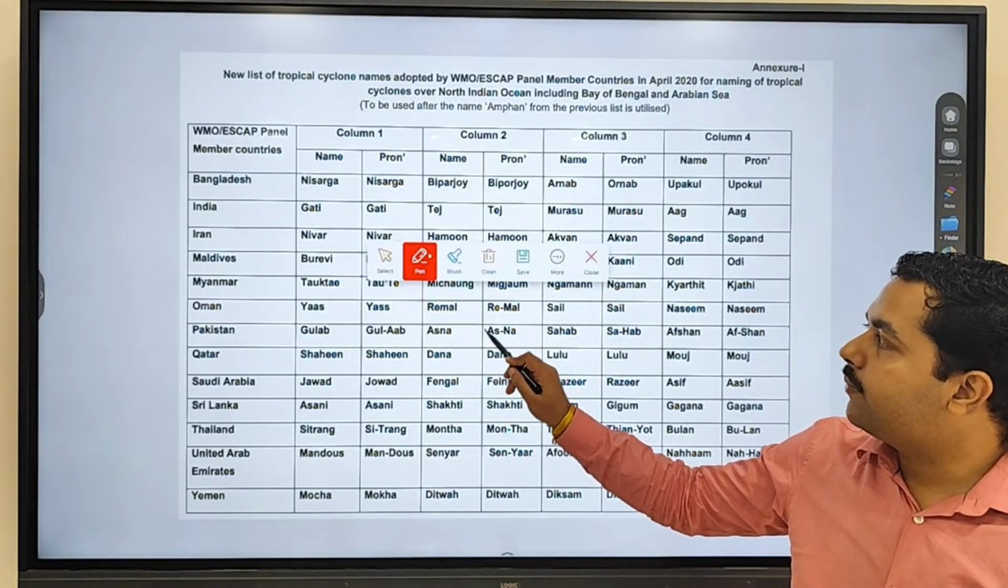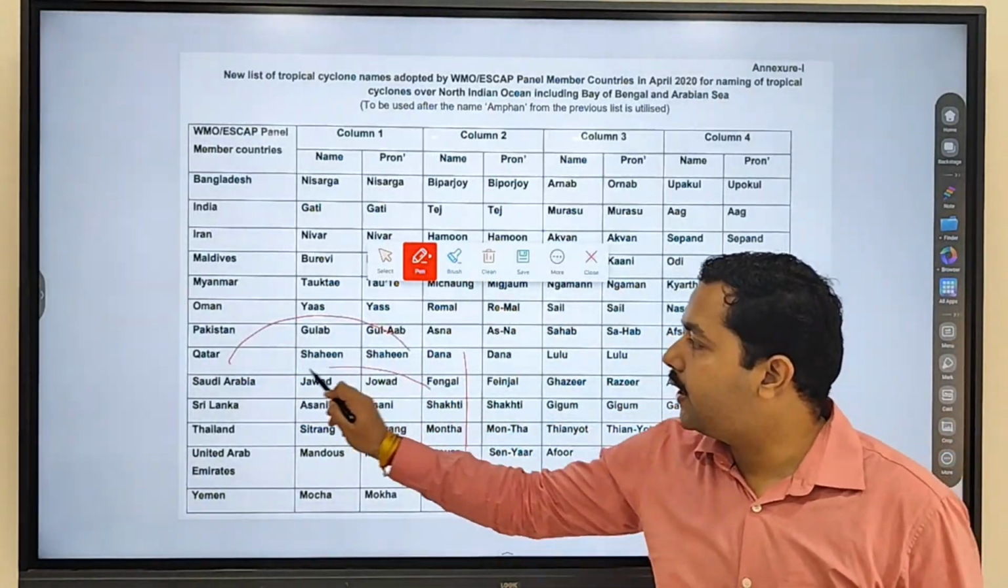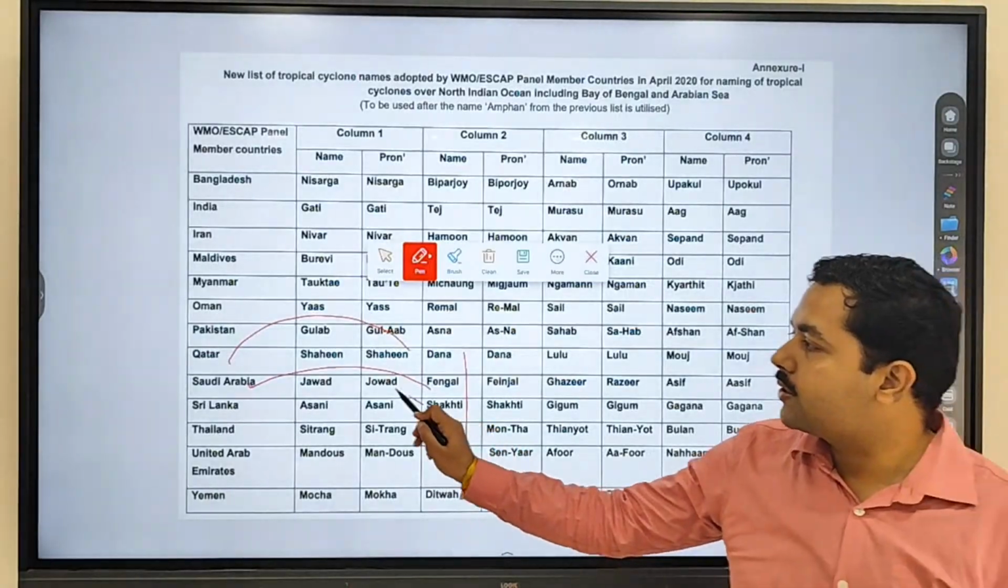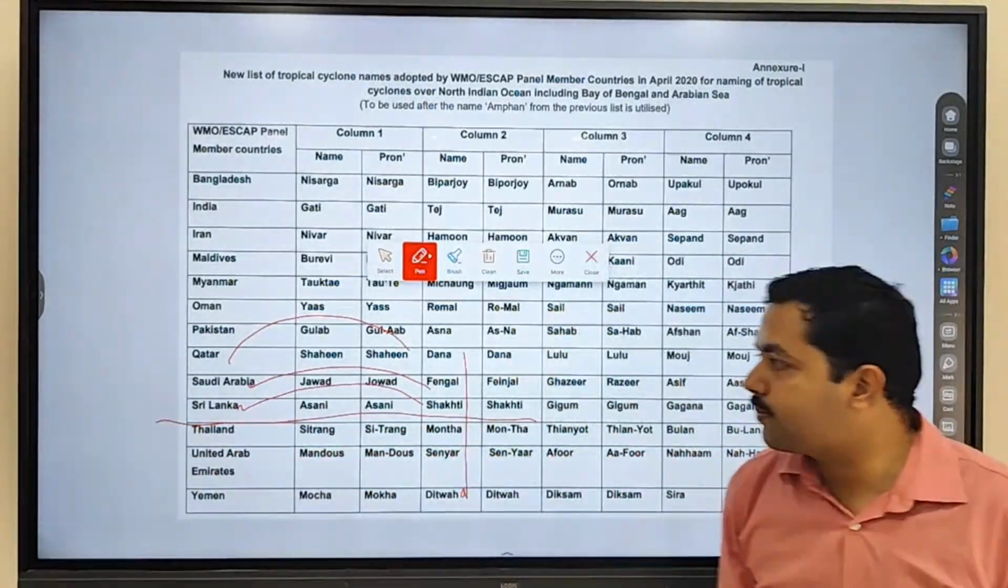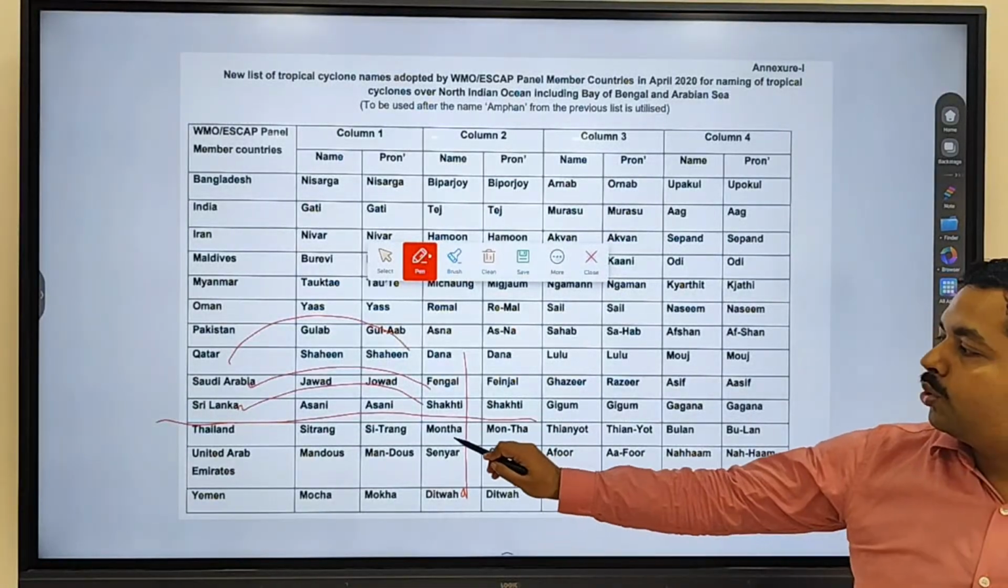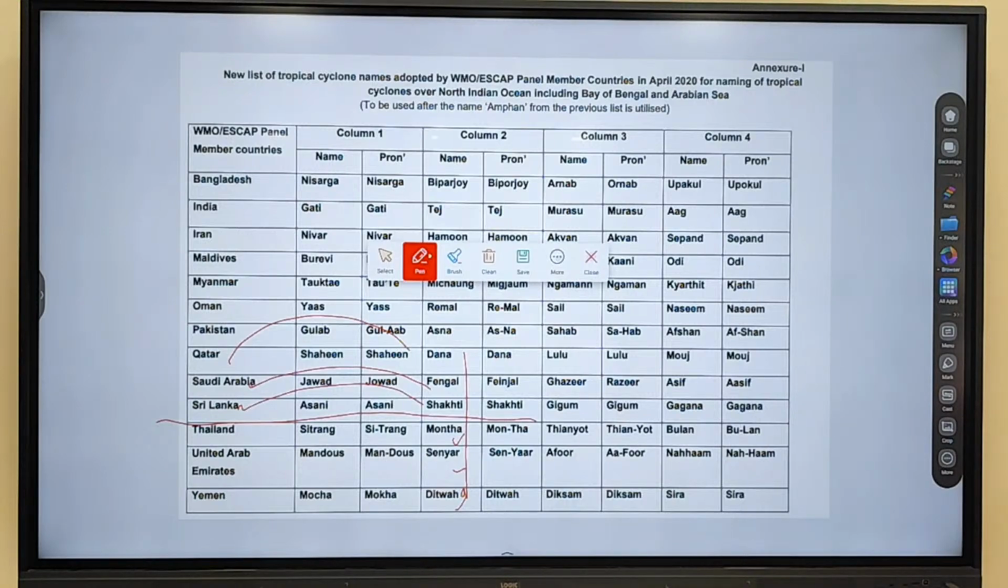So Dana is given by whom? Dana is given by Qatar. Then you can write Fengal given by Saudi Arabia. Shakti given by Sri Lanka. Up to this, they have occurred. Then Montha, Senyar, and Ditwa. These are the next three names, next three cyclones. Montha given by Thailand, Senyar by UAE, and Ditwa is given by Yemen.